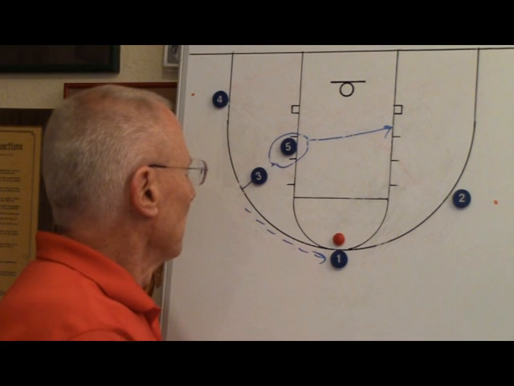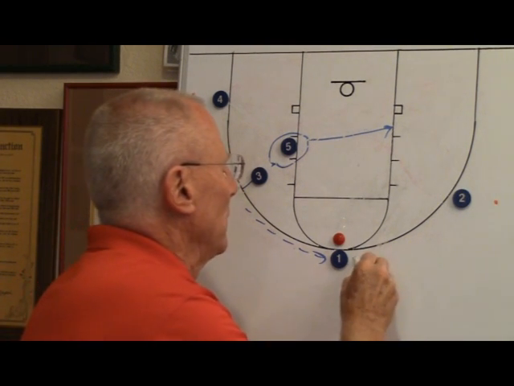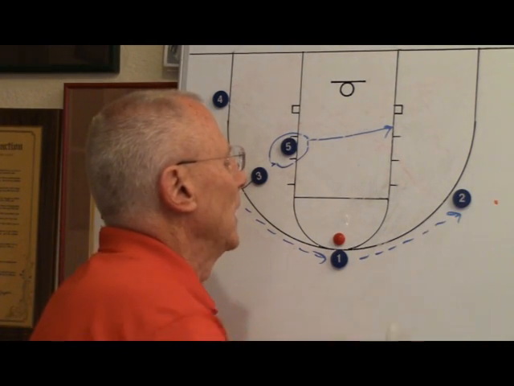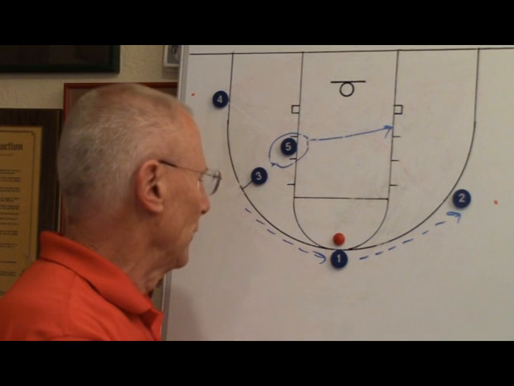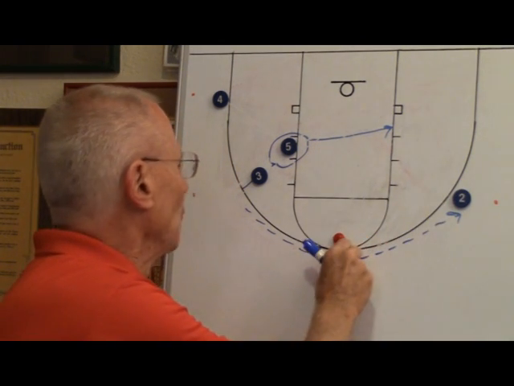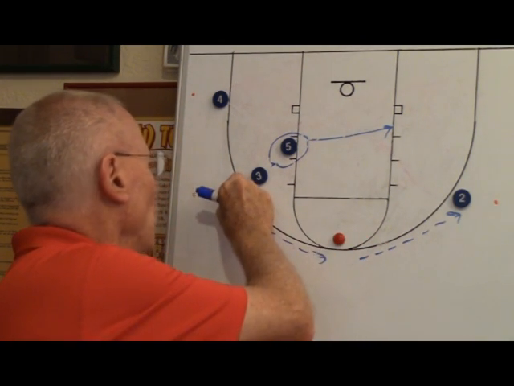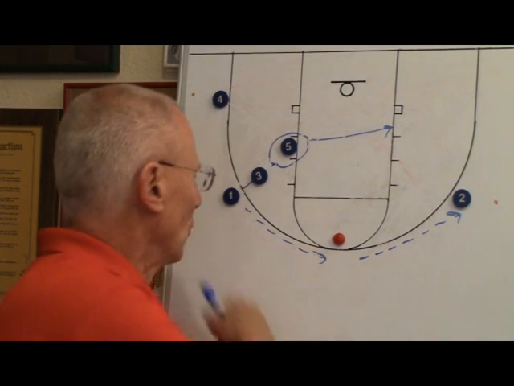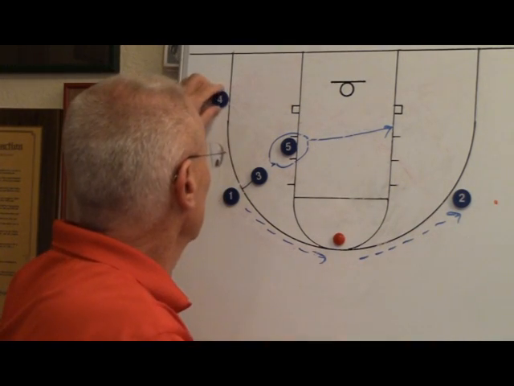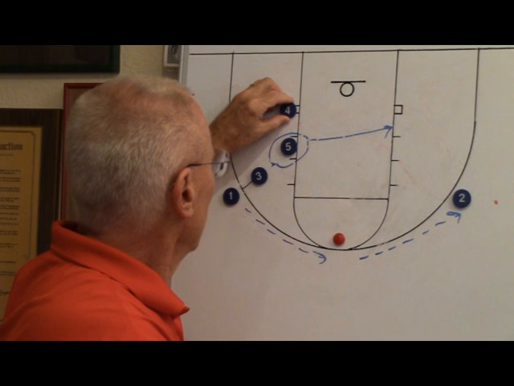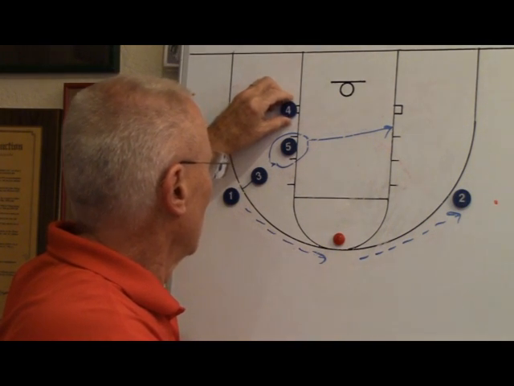Okay, now the next thing that's going to happen is we make a pass from 1 to 2. Okay, now 3 things are going to happen right here. 1, on that pass, 1 is going to go to the opposite wing. 1 passed, goes to the opposite wing. On that pass, 4 comes to the edge of the lane right here, about by the block right there.